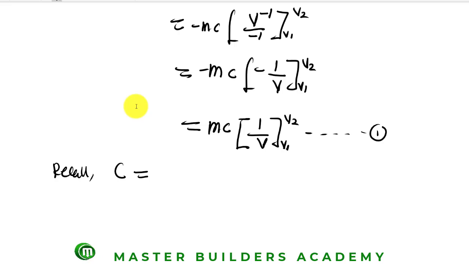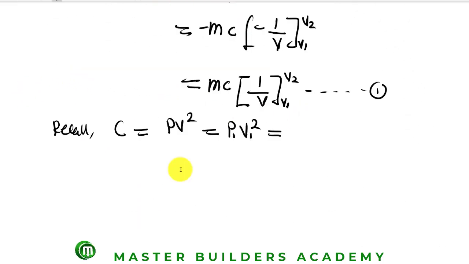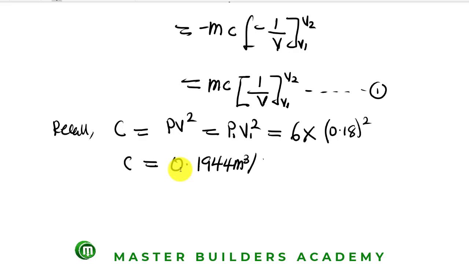that C, as we made the subject of the formula earlier, is PV squared, which is equivalent to P1 V1 squared. So in this case, our pressure 1, the first pressure that we were given, would have given us 6 bars multiplied by 0.18 squared. And then the value of C would have given us 0.1944 meter cube per kilogram. This is the value of C.